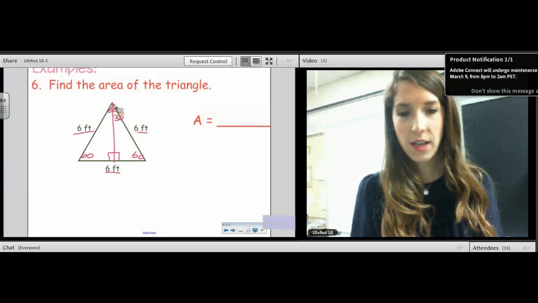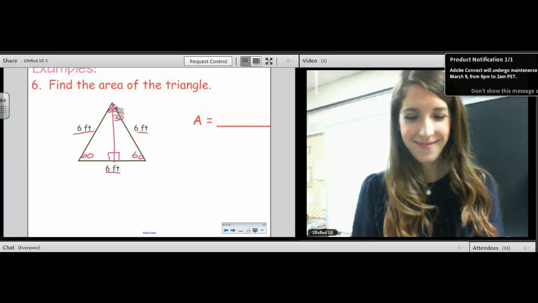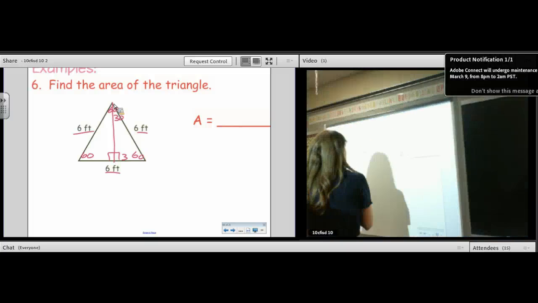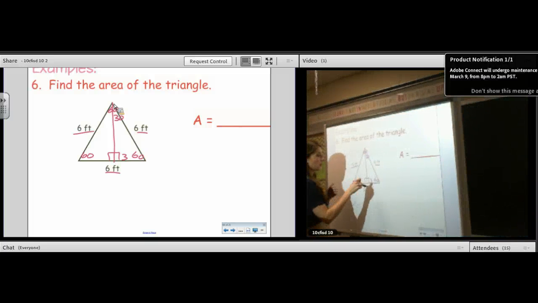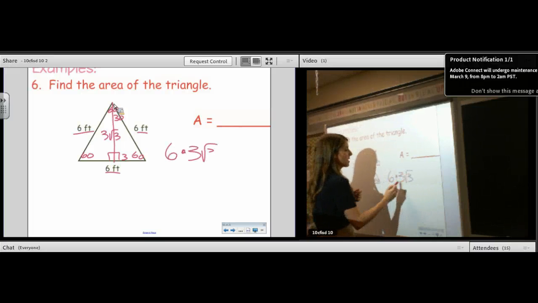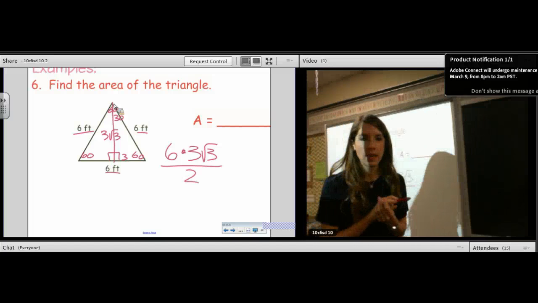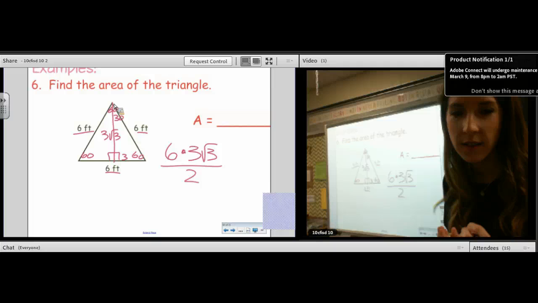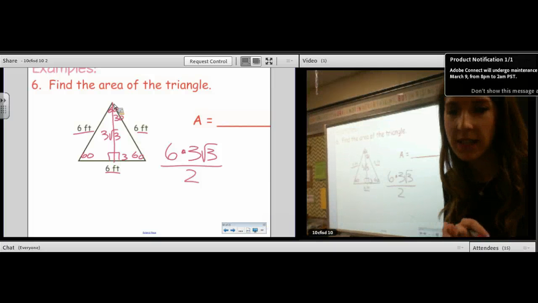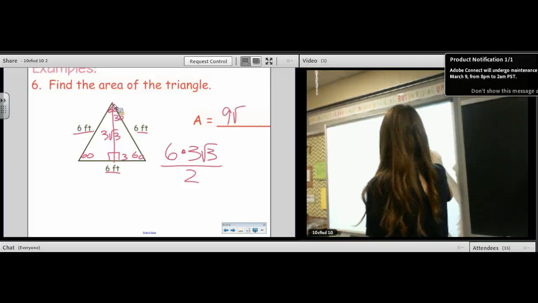Austin, when you have the answer, tell me the answer to this problem. Okay, 3 is across from 30, so across from 60 we have 3 root 3. So base times height divided by 2. 6 times 3 is 18. Good job, Austin. 18 divided by 2 is 9. The answer is 9 root 3.